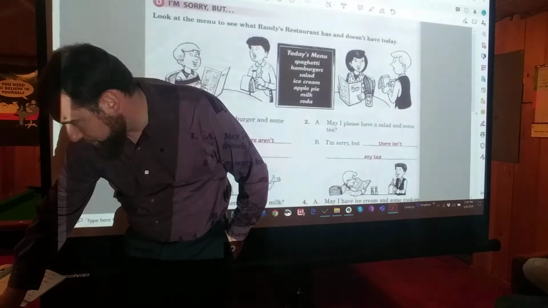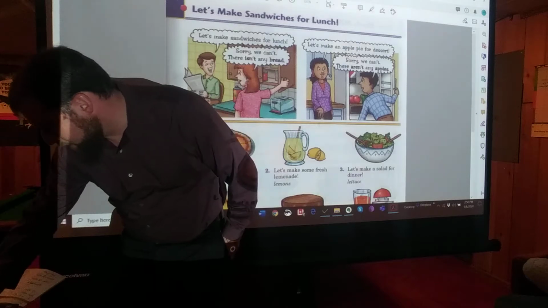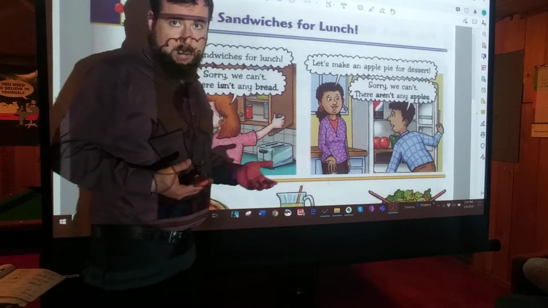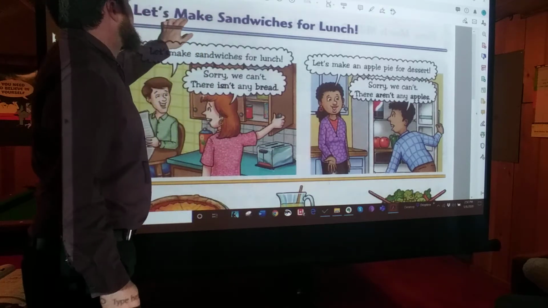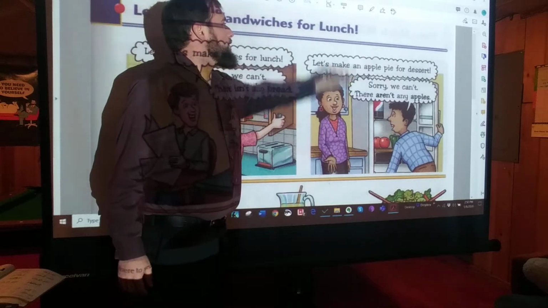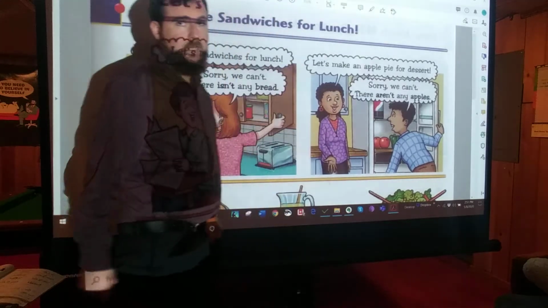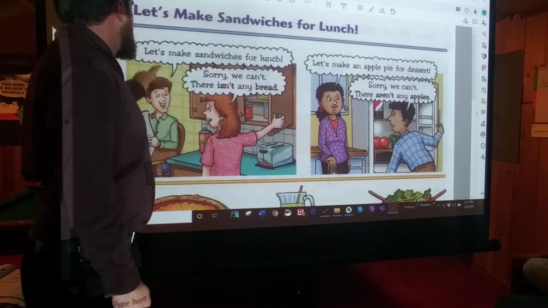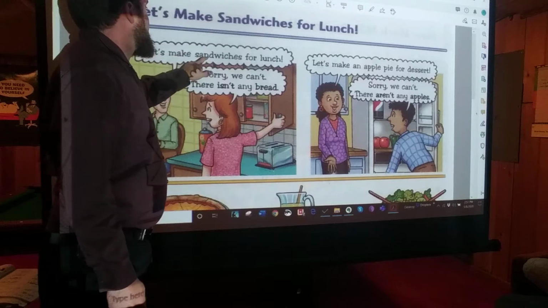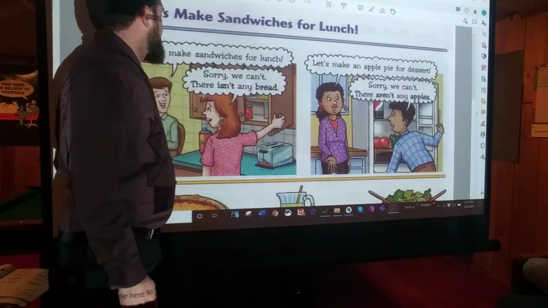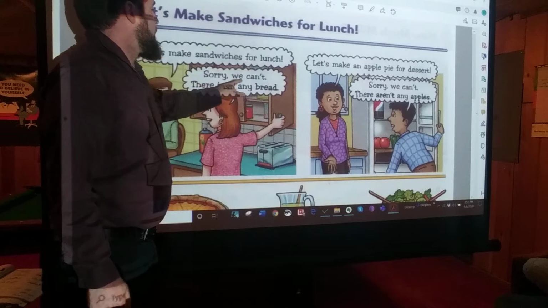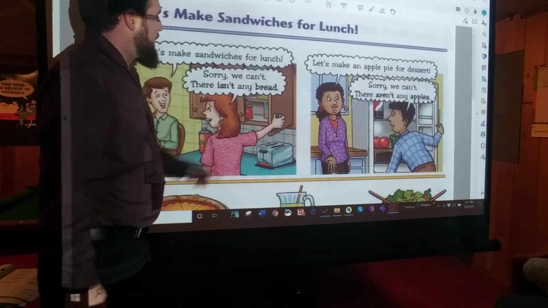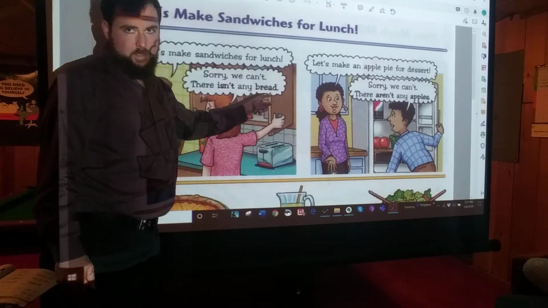Alright, so more talk about food and the rules for count and non-count nouns. Up here it says, let's make sandwiches for lunch. Got an exclamation point, so we're excited about that apparently. Okay, so we have some examples here. He says, let's make sandwiches for lunch. And then she says, sorry, we can't. There isn't any bread.